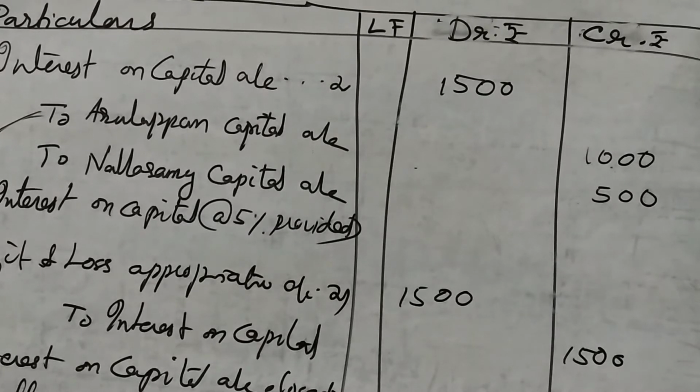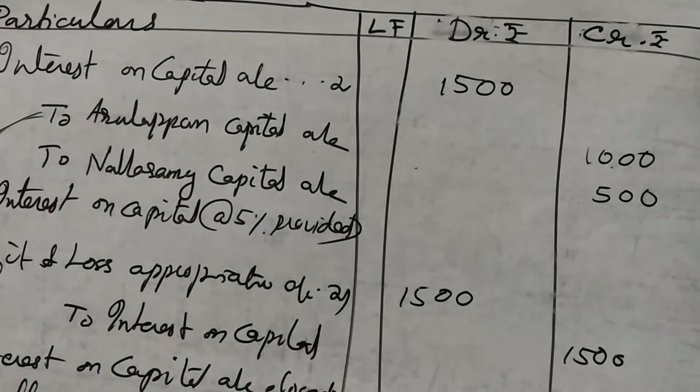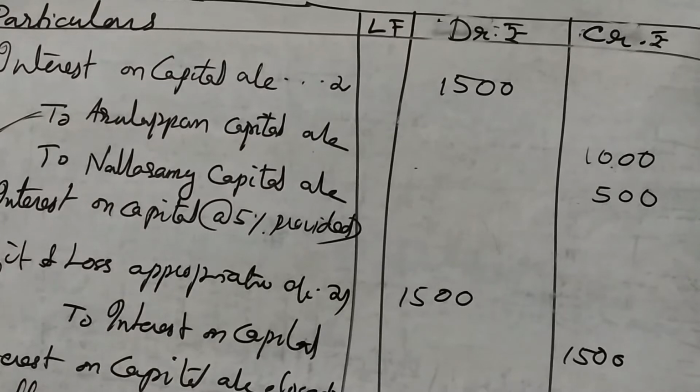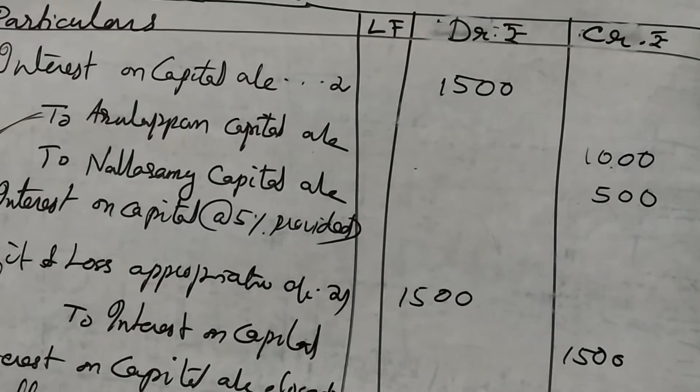How much is the amount given in the question? 200 and 300. First one 200, this one 300. Total how much will come? 500. So interest on drawings charged.